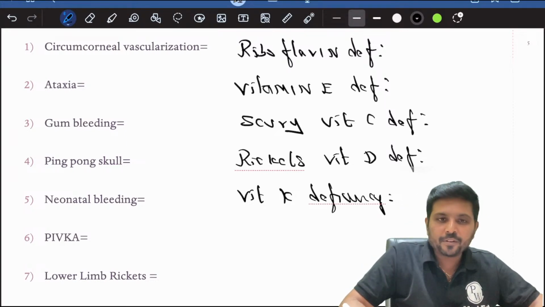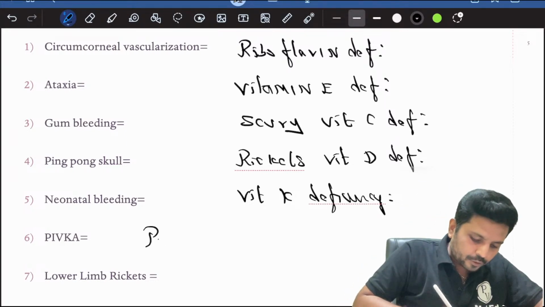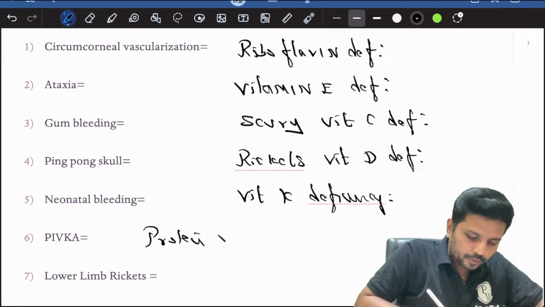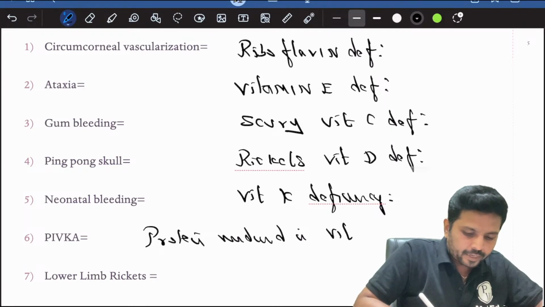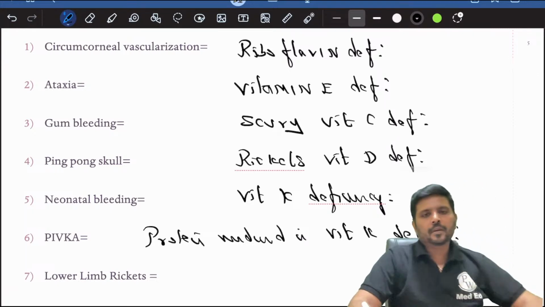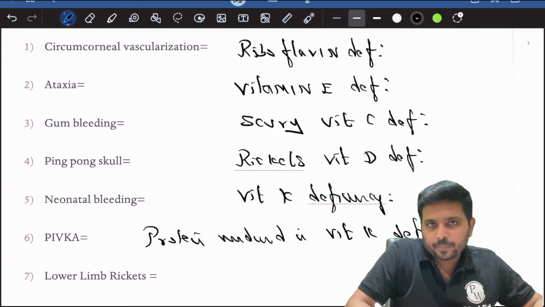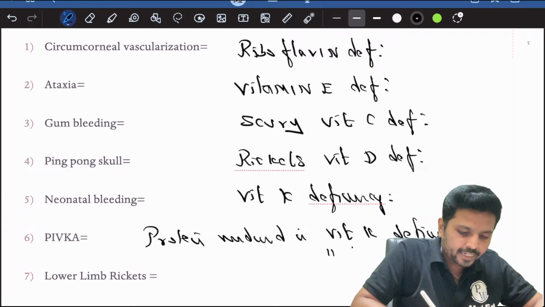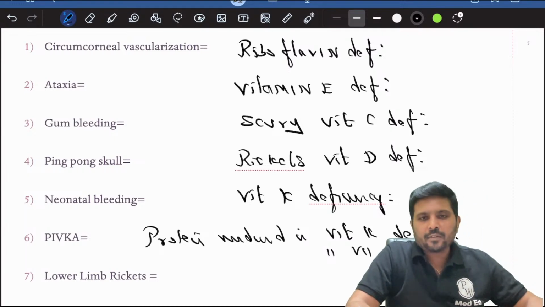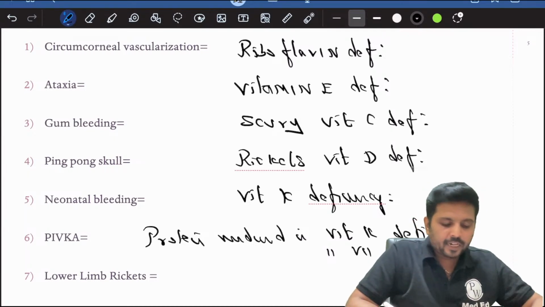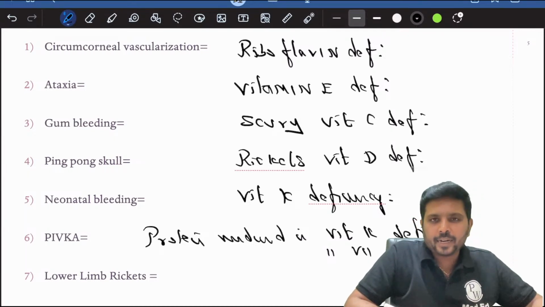What is called PIVKA? PIVKA means protein induced in vitamin K deficiency. That is otherwise known as non-gamma carboxylated products of factors 2, 7, 9, 10.